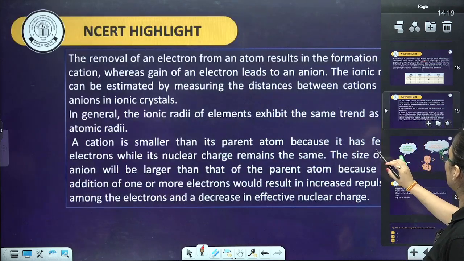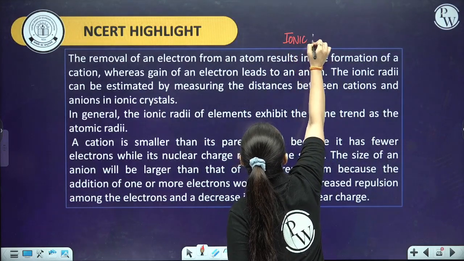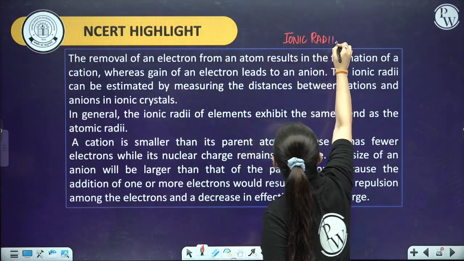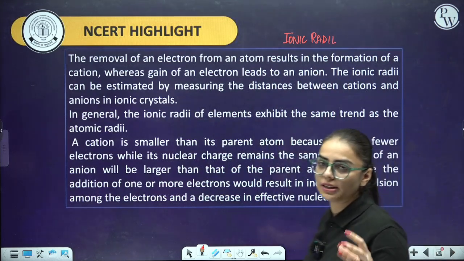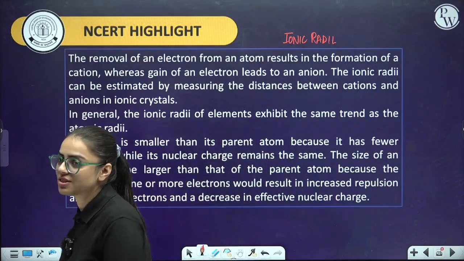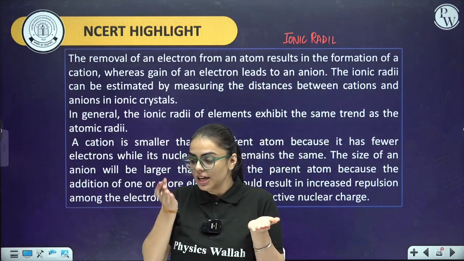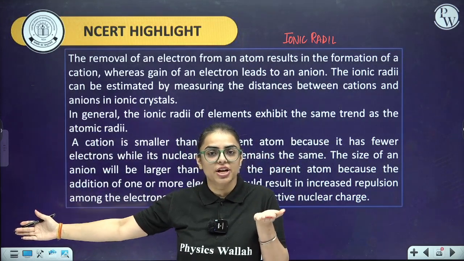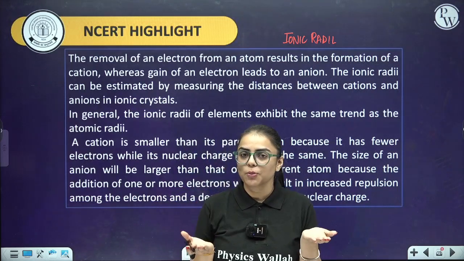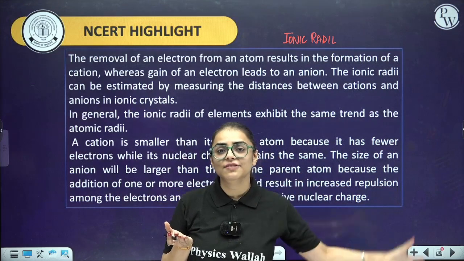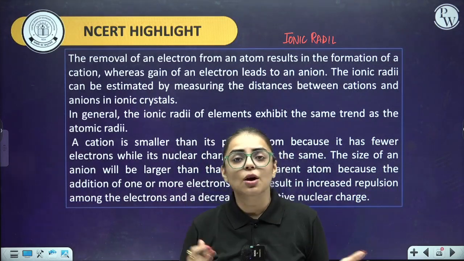Now there is also an NCERT highlight for ionic radii. The removal of an electron from the atom results in the formation of a cation. How is a cation formed? When you remove electrons. If I am a neutral species, that means equal positive and negative charge. If you remove a negative charge, I will be left with positive, that means I am a cation. If you add a negative charge, I will be negative. So this is how cations and anions are formed.